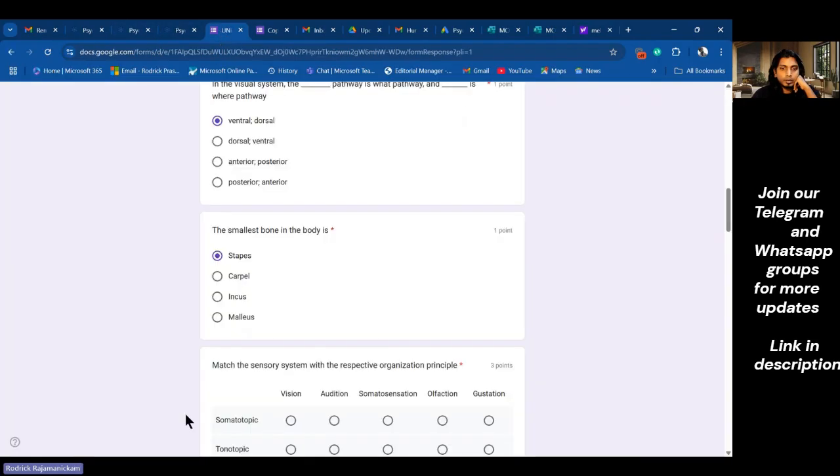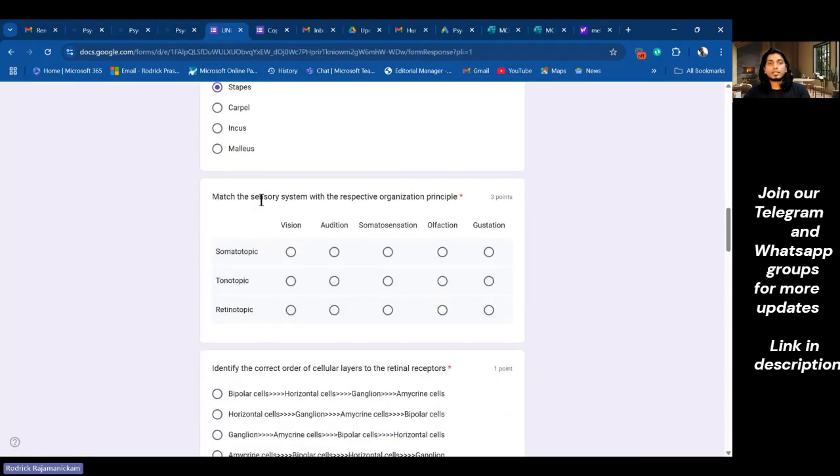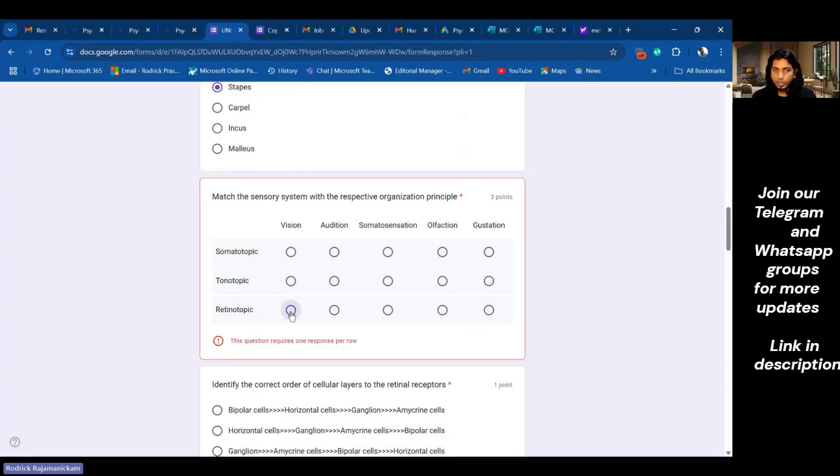Right. And moving on, match the sensory system with the respective organization principles. Okay. So you know that the retina and the visual cortex are mapped one-to-one. So that is called retinotopic. So that is in the visual field.